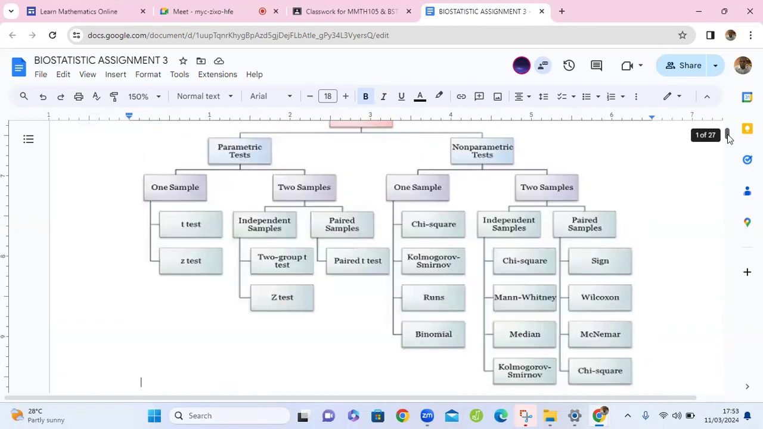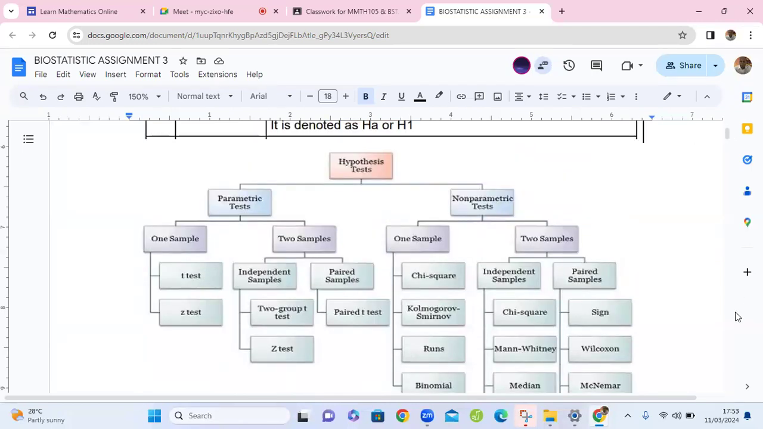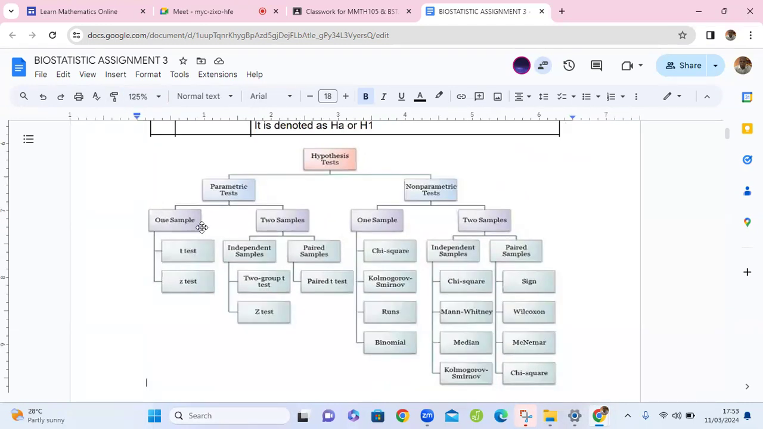Now the following chart depicts a number of different hypothesis tests that exist. So you have two main branches, the parametric test and the non-parametric test. Parametric comes from the word parameter. It's a numerical value calculated from a population. So we can even look up the word parameter.